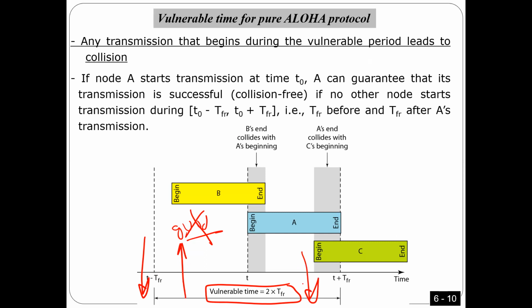Again, nothing here is definite. Everything here is about likelihood, probability, because everything is random. There is no coordination here. That means the smaller the time is, for sure, the better.